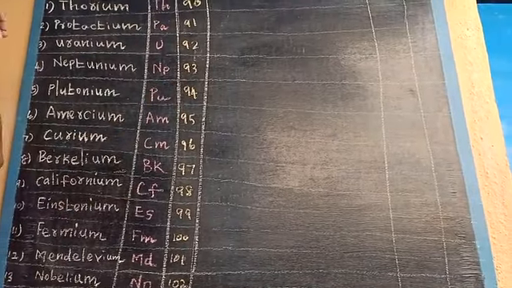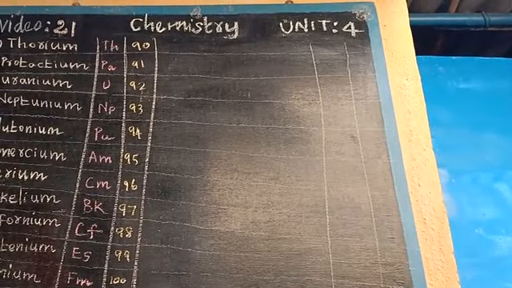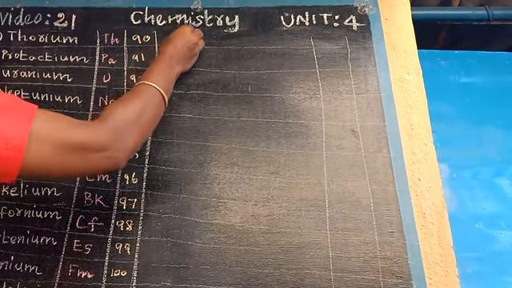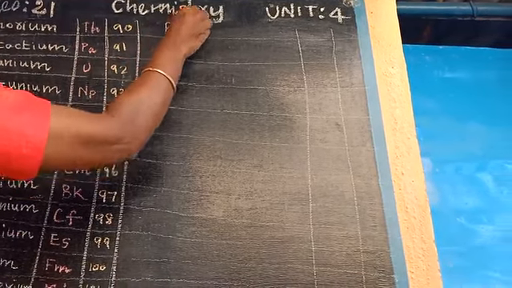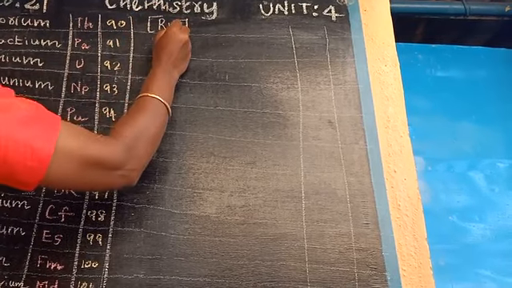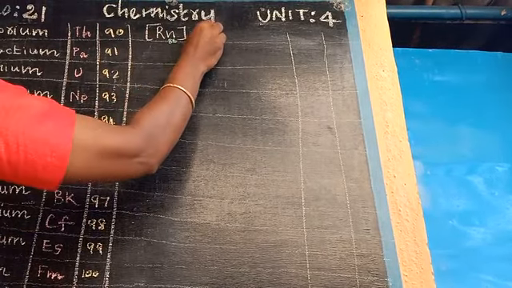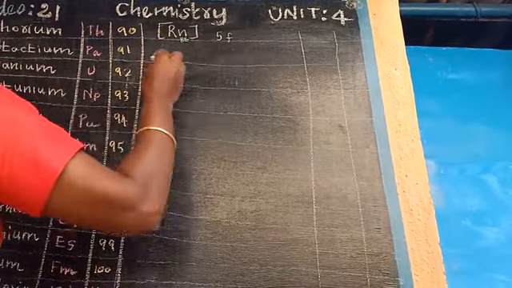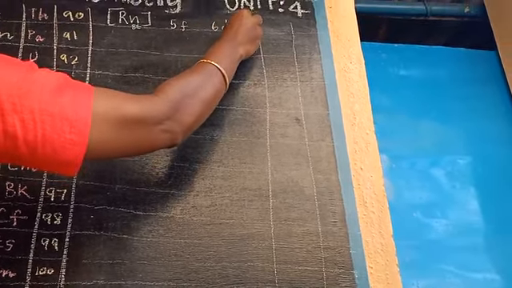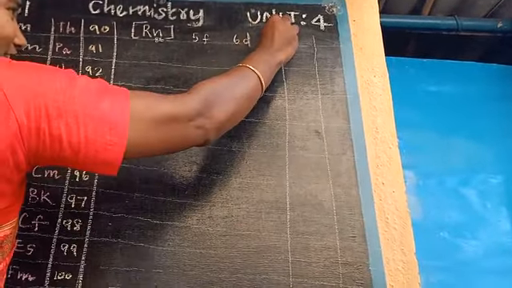Okay children, now we are going to write the electronic configuration. Always keep in your mind the general term, that is Rn, the atomic number 86. Next 5f, then 6d and 7s. This is always 7s2.